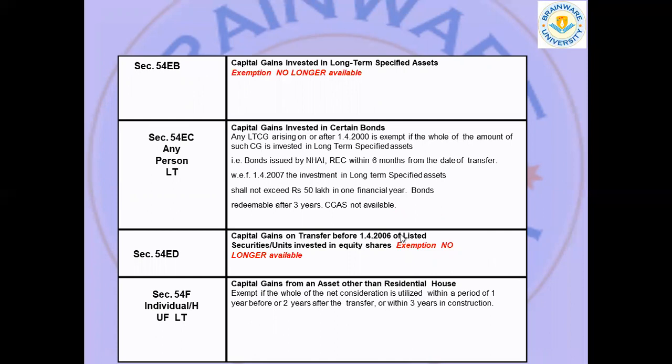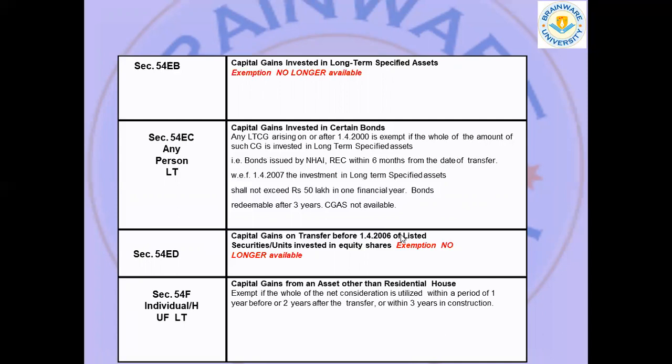Now 54EC is very important. This is for some specific assets, means you got amount from the capital gain and you are going to invest in bonds by NHAI, means National Highway Authority of India, or REC. These are some long-term investment bonds known as the specified assets, and it shall not exceed 50 lakh in one financial year, and which should be redeemable after 3 years. So you got capital gain and you are going to invest in these NHAI or REC bonds, which are not redeemable before 3 years. The exemption will be the same.